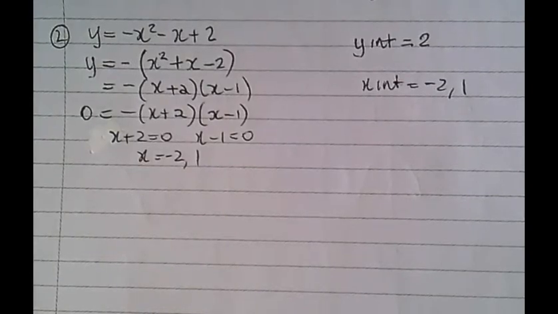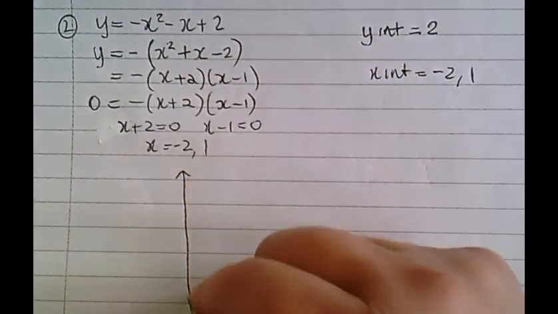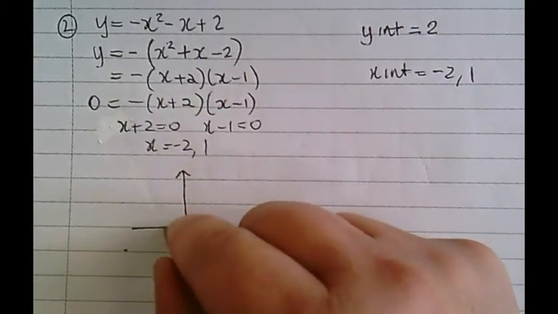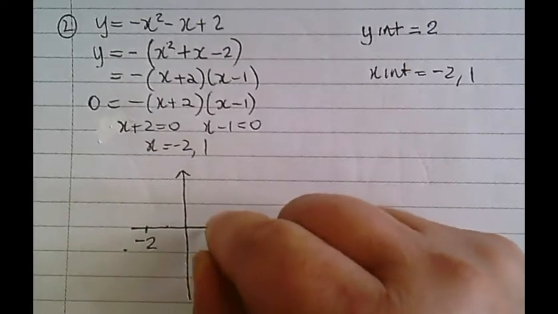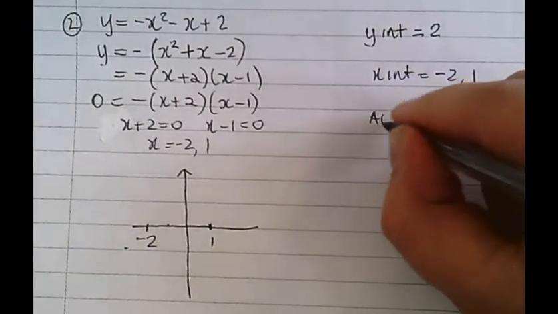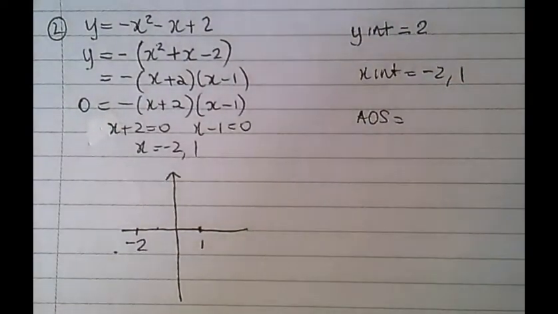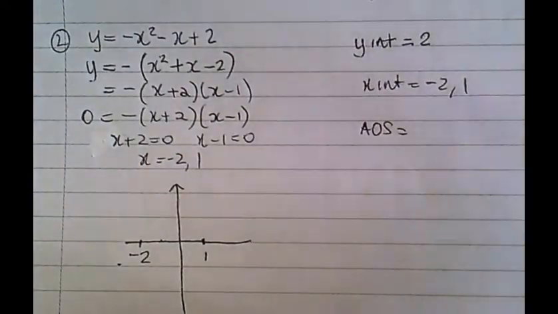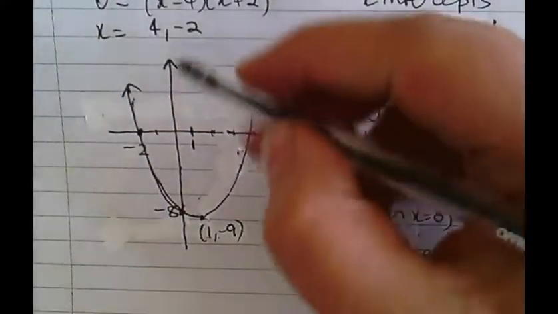Concave up or down? Down. Concave down. X-intercepts are -2 and 1. Don't mark in all the points, just know roughly where they are. Where's the axis of symmetry going to be located? Or the vertex, where is it found? Axis of symmetry is where the vertex is. All right, I'll explain what axis of symmetry is. We did it last year.